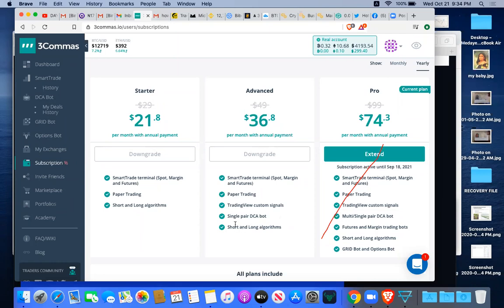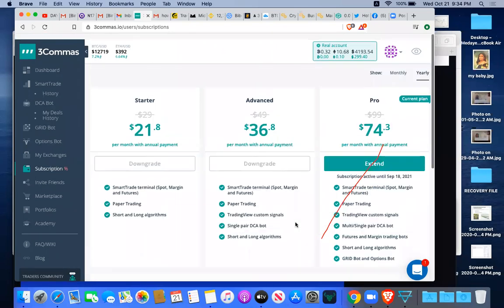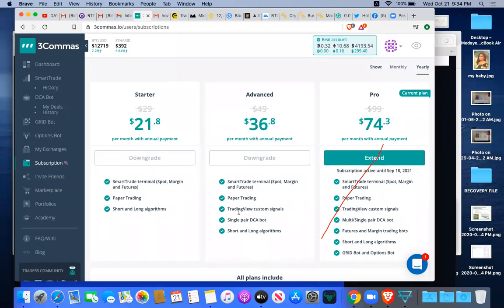Then smart trade, single pair bot. So you will not be able to do composite. We've not talked about composite, where you can create numerous trading pairs, then short and long algorithm. So this is what I recommend for everybody.